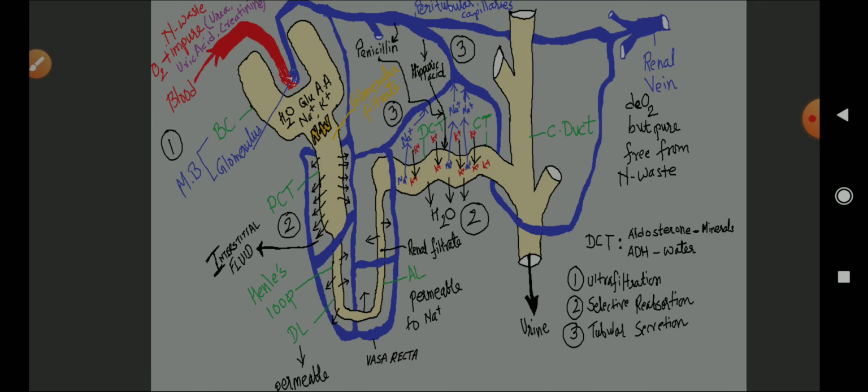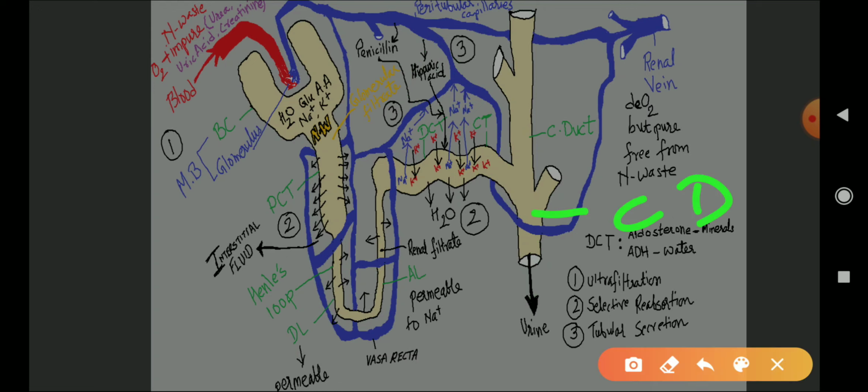And afterwards, what happens here? The collecting duct means this part, this is the collecting duct. This collecting duct will be collecting what? A high amount of nitrogenous waste materials like urea, uric acid, creatinine, minerals, salts, having potassium ions and very little amount of water, and expelling out of the body, that is urine.